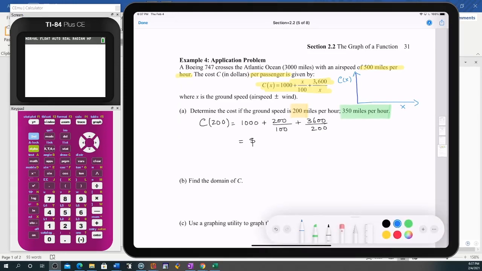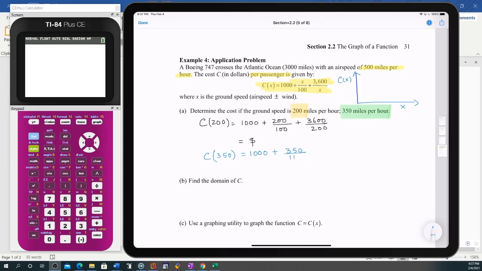So now you're finding the cost when your x is 350. In other words, it's finding the value of the function when your variable x is given. So 1000 plus 350 divided by 100 plus 3600 divided by 350. I think you can plug this in your calculator and get what the answer is.